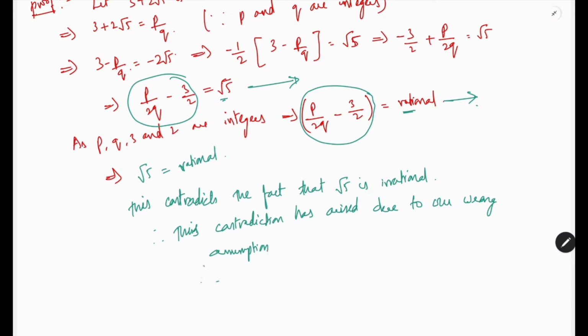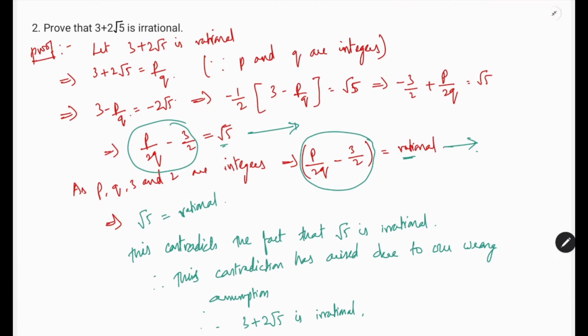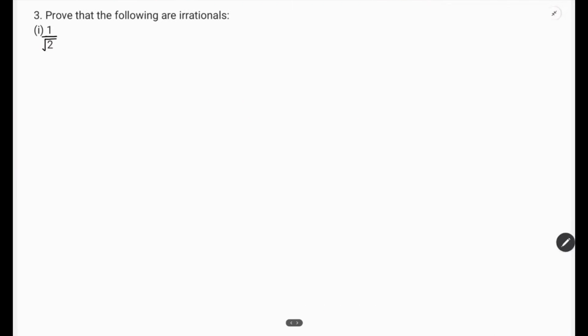Therefore, 3 plus 2 root 5 is irrational. Okay, next one. Prove the following are irrational.